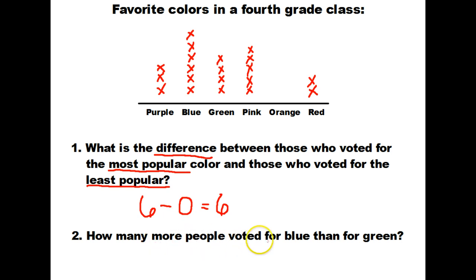So how many more people voted for blue than for green? This sounds more like the pizza question we just did. We know how many more. That's important. Okay, how many more is usually a signal word for a difference, so we're going to need to subtract. How many people voted for blue? Well, 6 did. We've already established that. How many voted for green? 4. So the difference between them is 2.